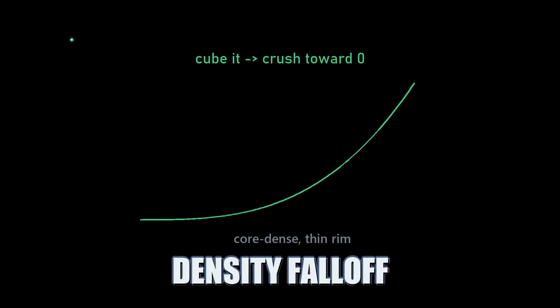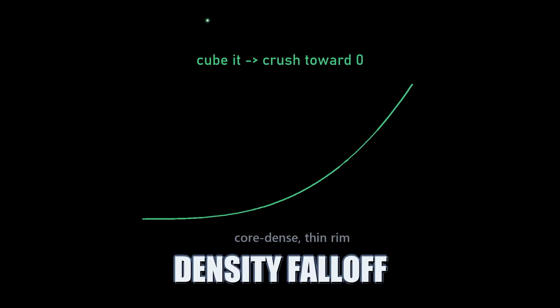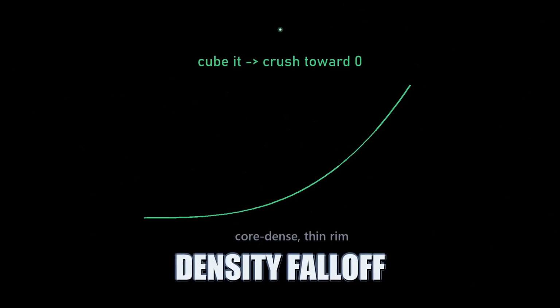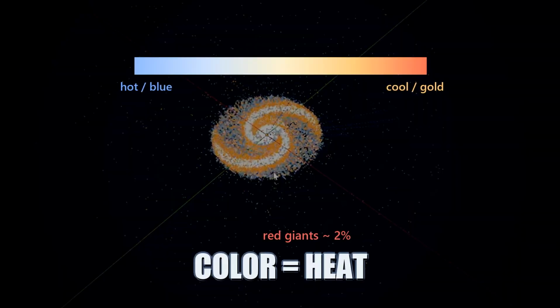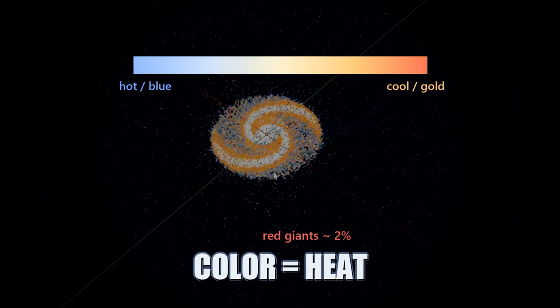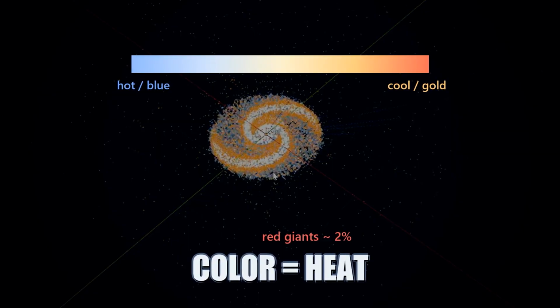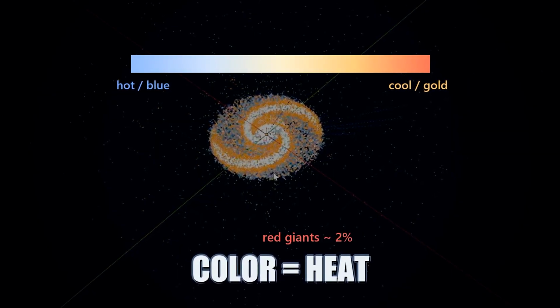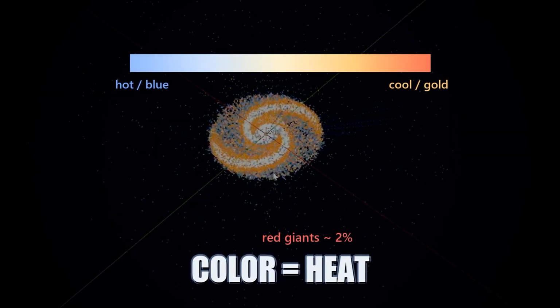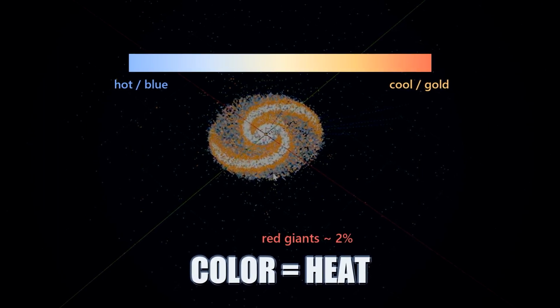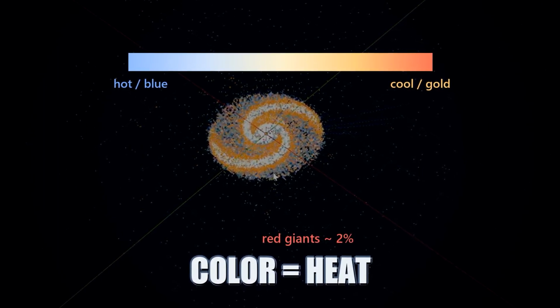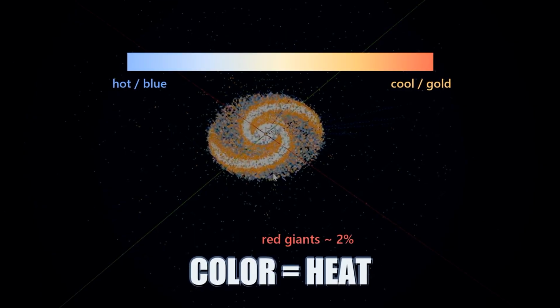Two more details do a lot of the work. First, density. I don't spread the stars evenly. I take a random number and cube it, which crushes it down towards 0. So stars pile up in the core and thin out at the rim the way they actually do. Second, color. Star color comes from temperature. Hot young stars burn blue-white. Older ones cool off to yellow and orange. So the outer arms lean blue and the old core glows gold. Red giants? Only about 2% of them. They're rare in real life, so I made them rare here. Nobody consciously notices that, but your eye does.